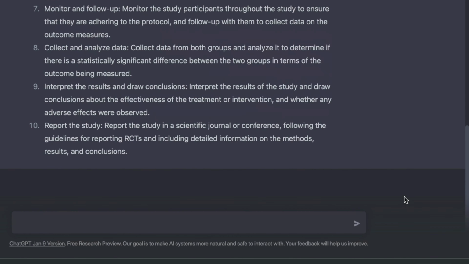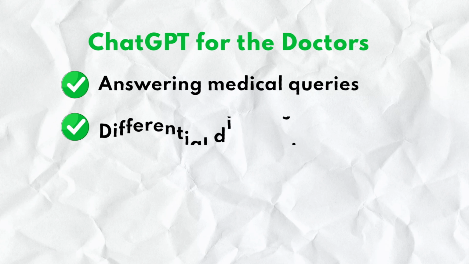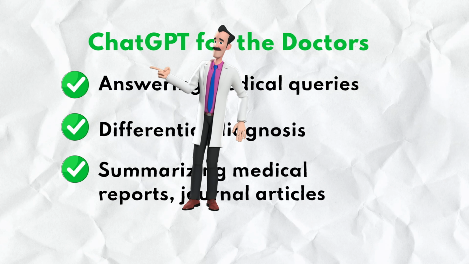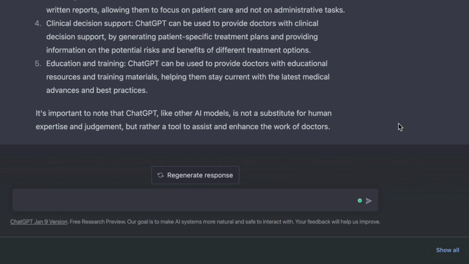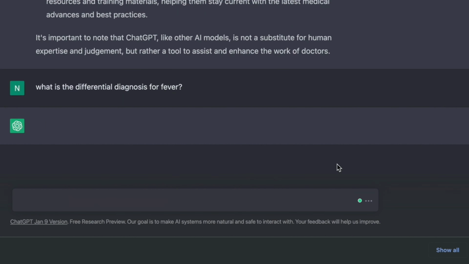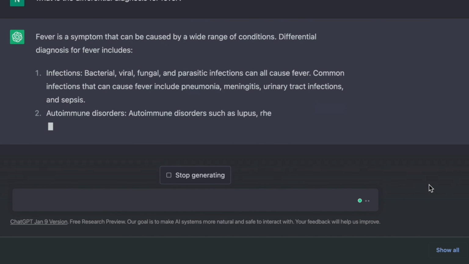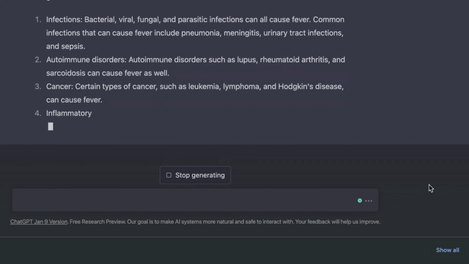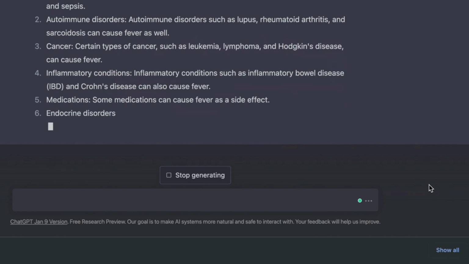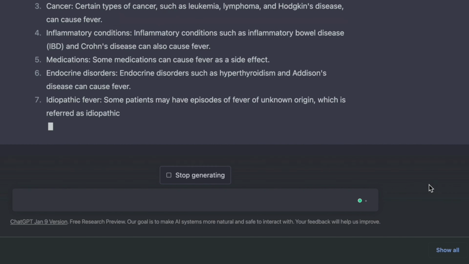Do you want to know how it is going to help doctors? ChatGPT can assist doctors in various tasks such as answering medical queries and providing information about diseases, symptoms, treatments, and procedures, assisting with diagnostic support by suggesting possible conditions based on symptoms and medical history, summarizing medical reports, journal articles, and other scientific documents, offering language translation services to help doctors communicate with non-English speaking patients.